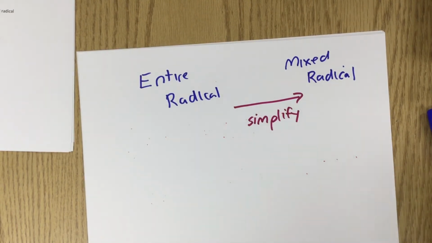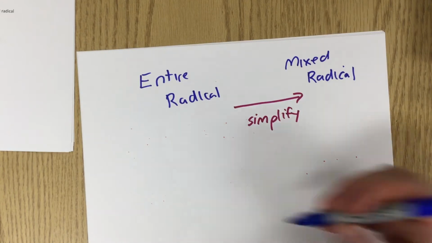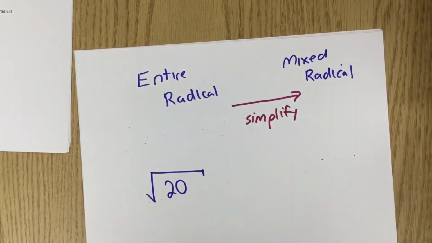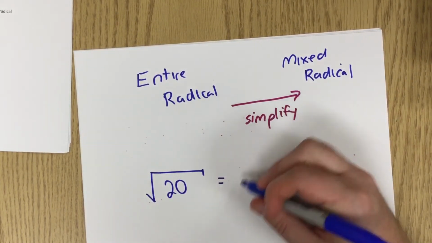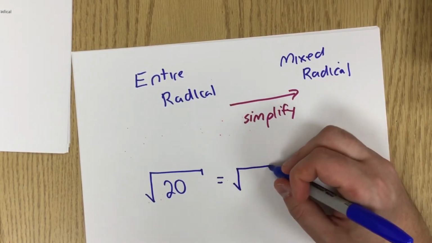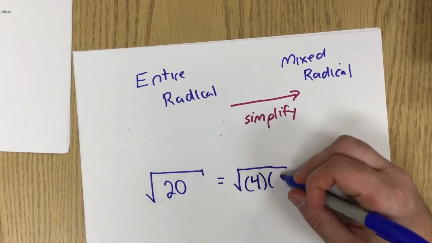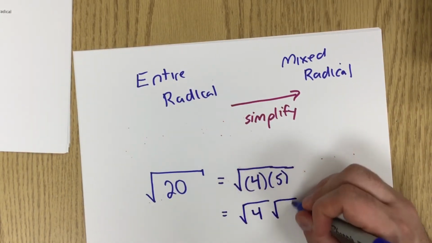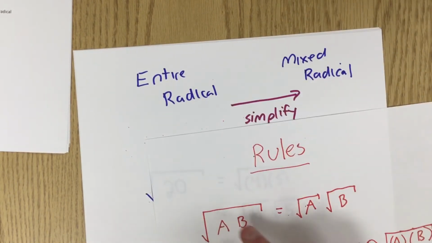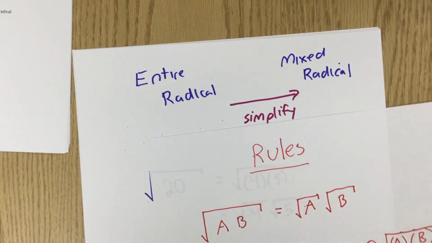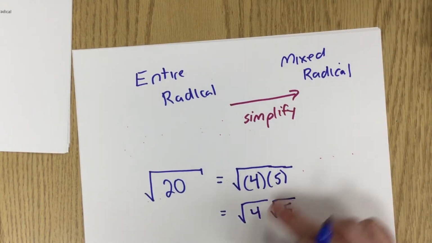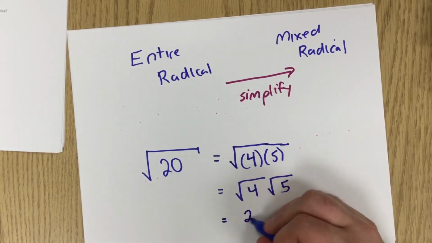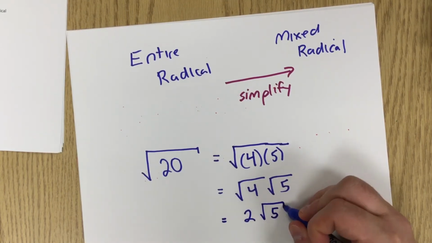Now, what's the difference between the two? I'll show you. Let's go with that root 20. Root 20 is the same thing as root 4 times 5, because 4 times 5 is 20, which is the same thing as the square root of 4 times the square root of 5, using this rule over here. The square root of 4 is one of those pretty ones, so that's going to be 2 times the square root of 5.